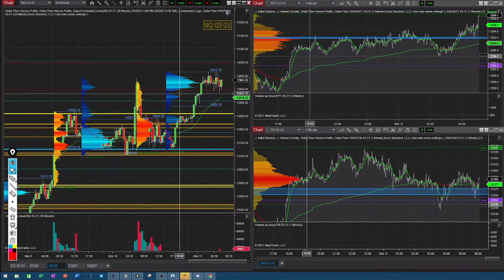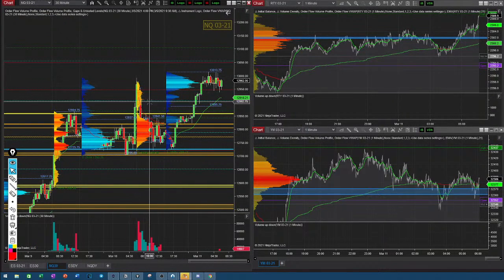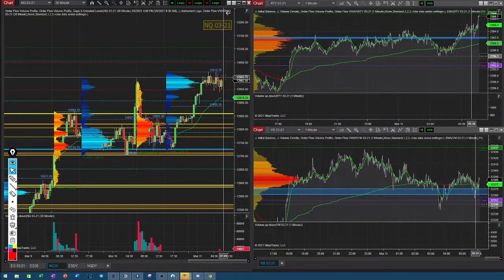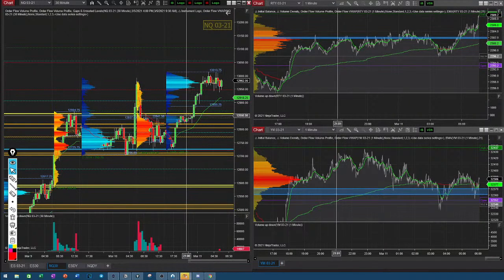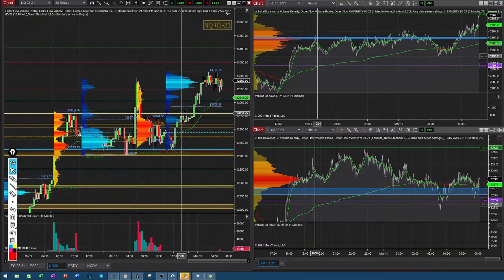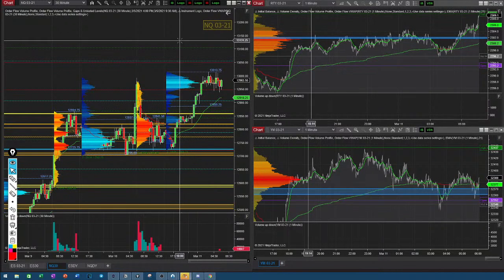Okay. If we look at the NASDAQ, it had a pretty big spike here at the end of the session yesterday, and we're opening up within that spike. I am looking for the base of the spike to hold up here at 12,859. So that's what I got for you guys today.